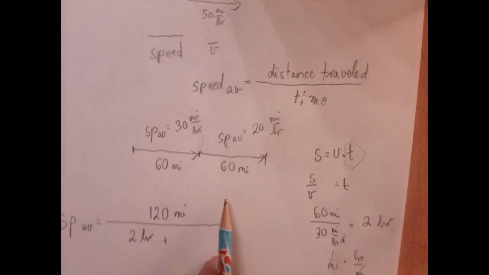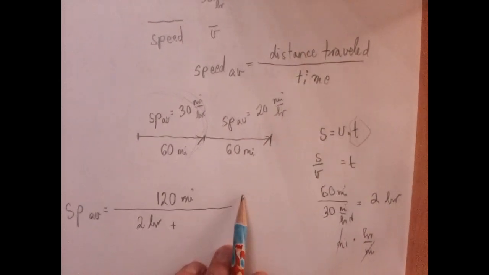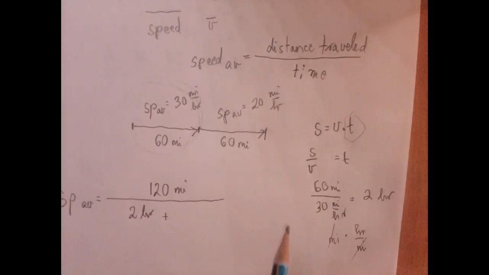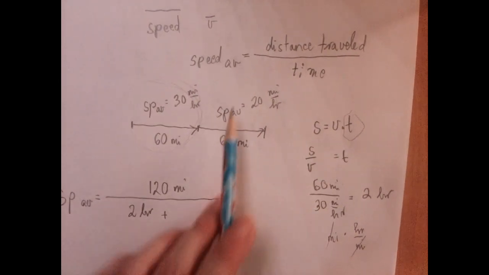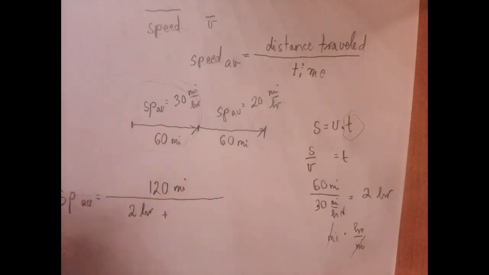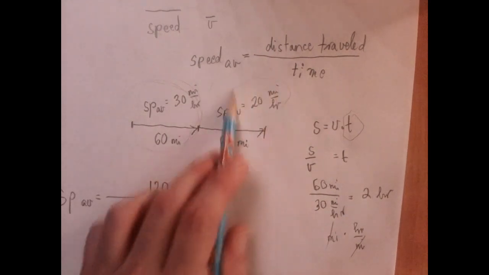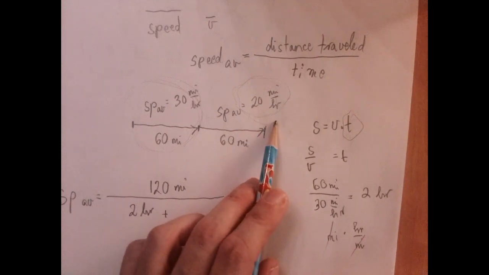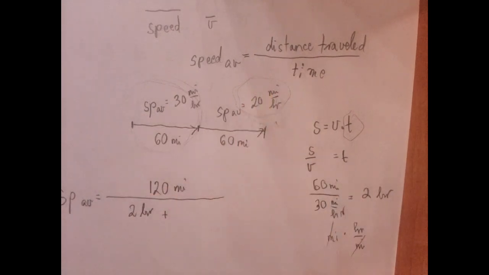Now we're going to do the same in the second half. I want to leave the computation and the units for you, because 60 over 20 is just 3. So this is going to be 3 hours, right? This speed, 20 miles per hour, means 20 miles in 1 hour. So 40 miles in 2 hours, 60 miles in 3 hours.